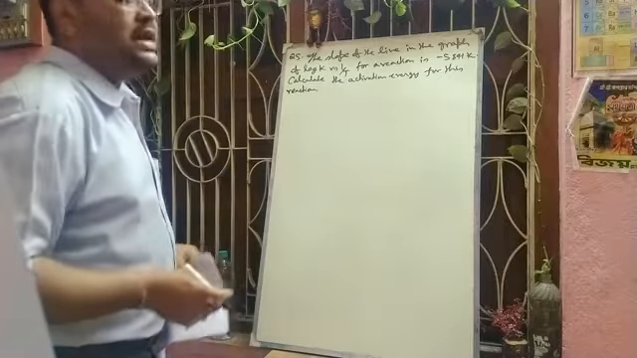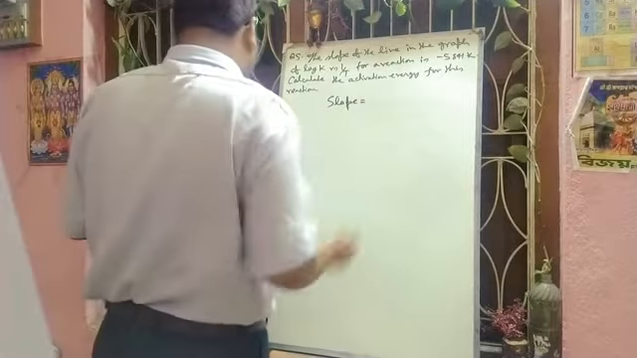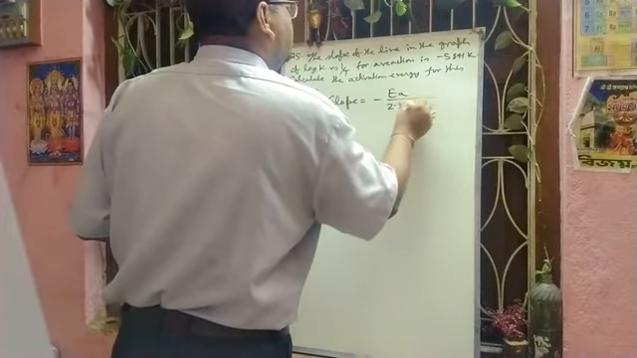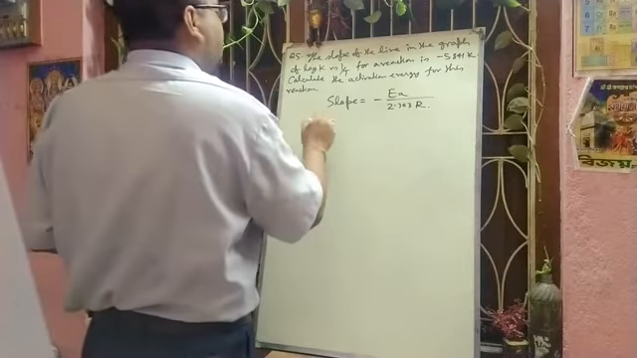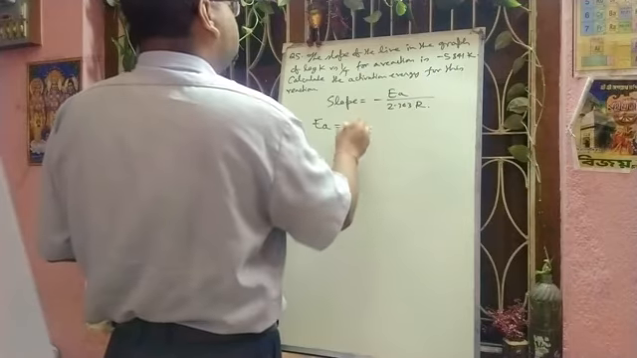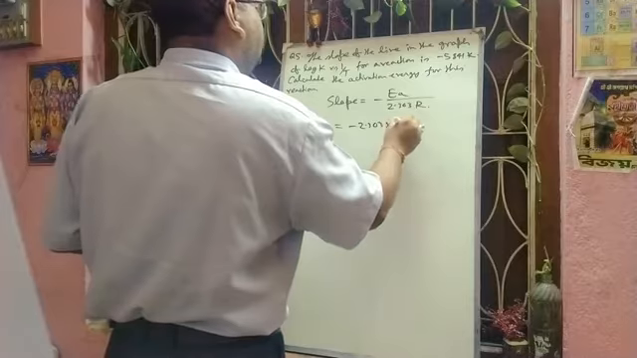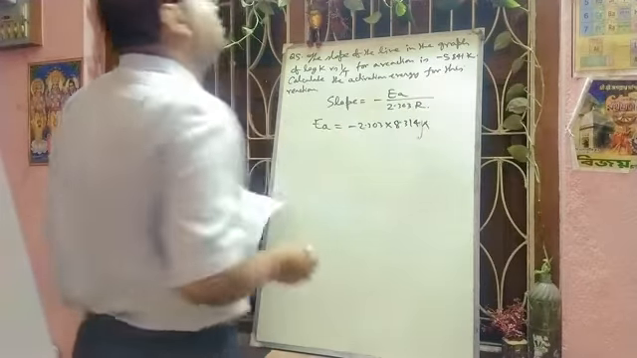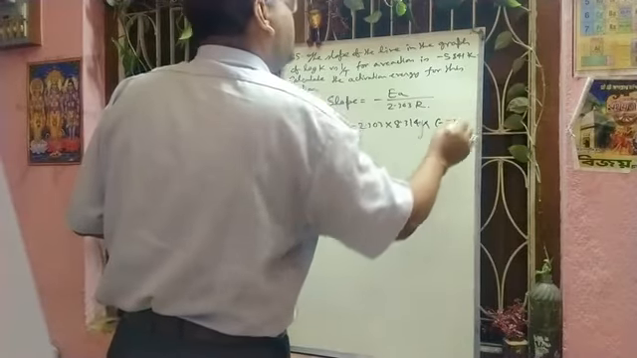Now here, what will be the slope? That we will know. Slope will be equal to minus EA by 2.303 R. So from here we can calculate the value of EA. That will be minus 2.303 into 8.314 into the slope. Slope value is given, minus 5841 Kelvin.